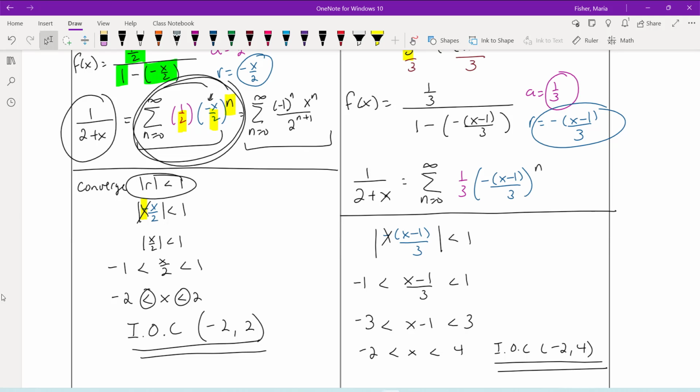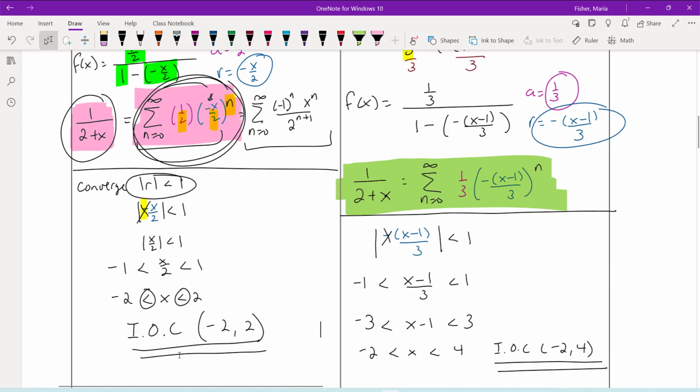Now I also want to show you visually what we're doing. We had two separate series that we're looking at here. The first one, which I'll highlight in pink, is 1 over 2 plus x equal to the sum from n equals 0 to infinity of 1/2 times negative x over 2 raised to the n. And the other one, which we'll highlight in green, is 1 over 2 plus x equal to the sum from n equals 0 to infinity of 1/3 times the negative of (x minus 1) over 3 raised to the nth power. The one on the left, the pink one, is centered at 0, and the one on the right, the green one, is centered at 1.